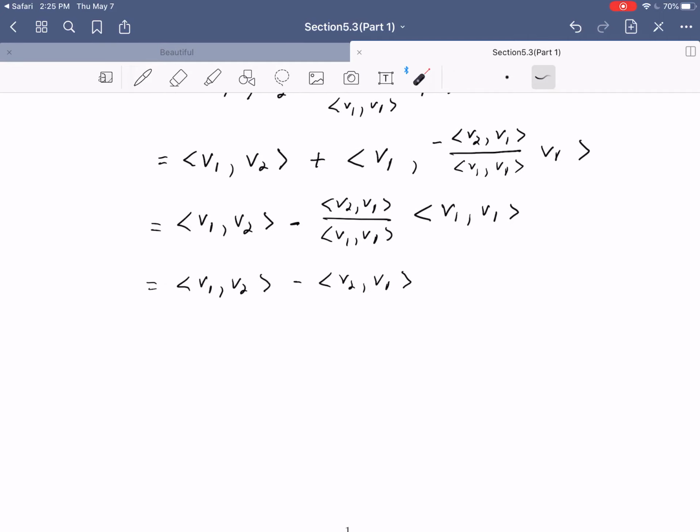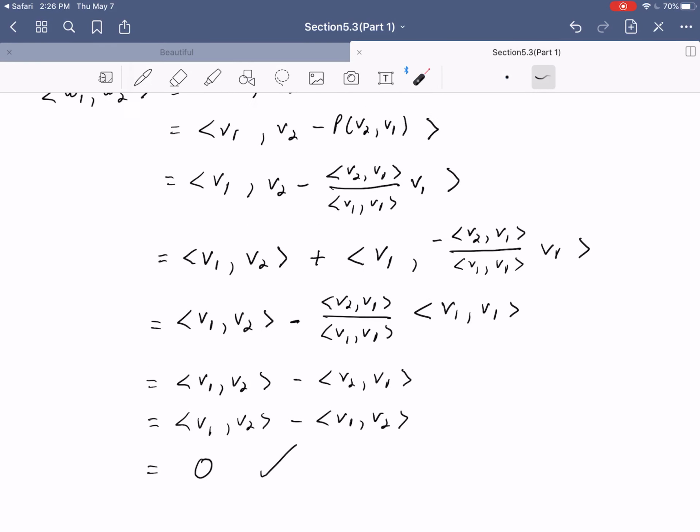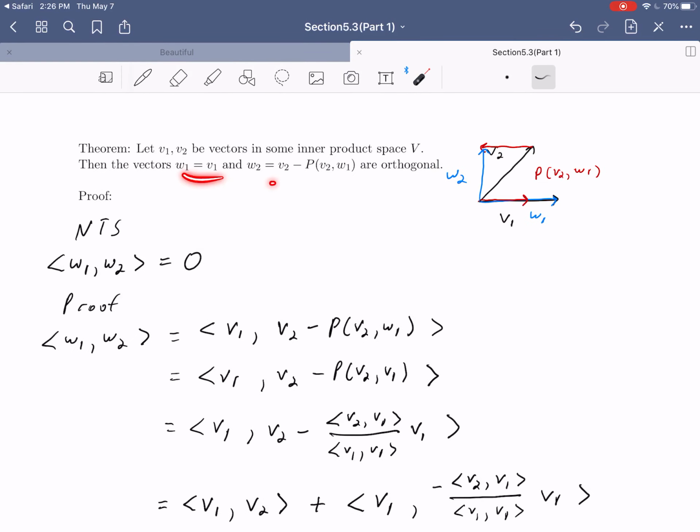What do we know about this though? Well, we know that the inner product is commutative, so we can flip around the order. So we can say this is V1 V2 inner product minus inner product V1 V2, and that, of course, is 0. Check. So we've now proven in general, if you have a vector and another vector minus the projection along that first vector, those are guaranteed to be orthogonal.